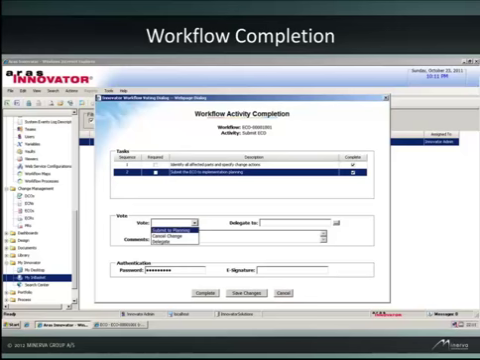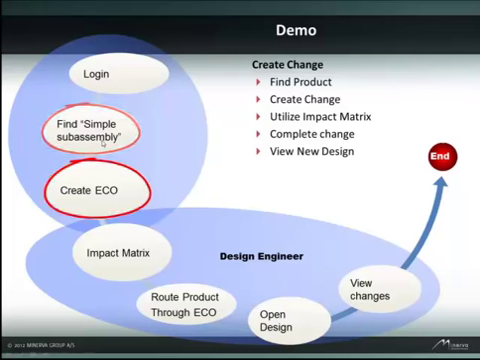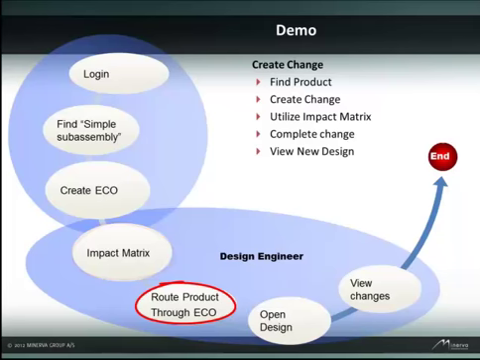What we want to do now in terms of the demo is that we want to illustrate how simple and how good the change engine of Aras is. So we're going to do a login into Aras. We're going to find a simple sub-assembly. We're going to look at what it consists of. We're going to create an engineering change order to that simple sub-assembly, look at the impact matrix and the consequences of that, complete the change, and then route it through the ECO process. You will then see how the design has been changed and view the changes.